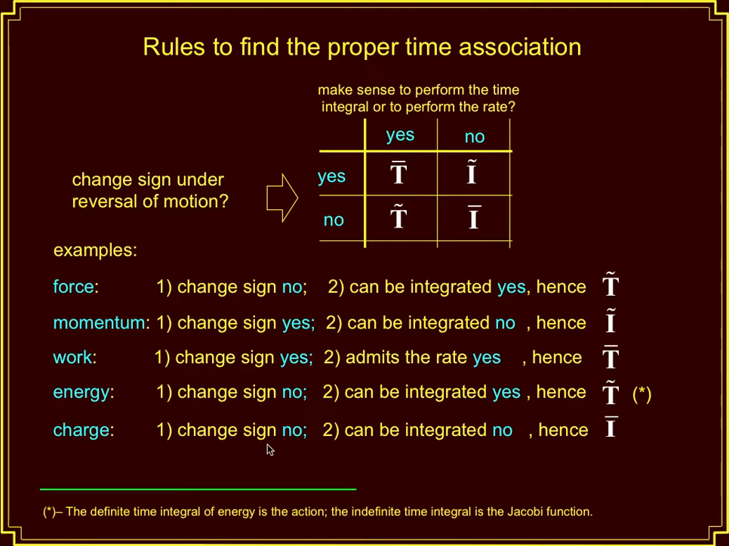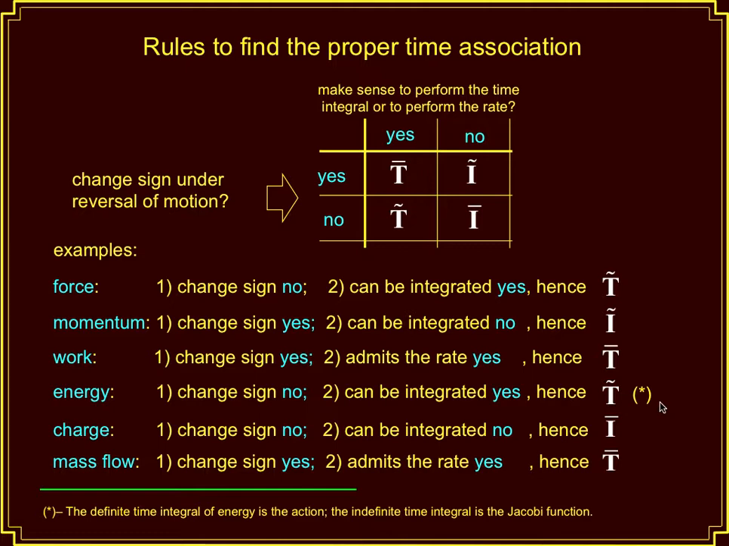Charge: change sign, no. Can be integrated, no, hence I bar. Mass flow: change sign, yes. Admits the rate, yes, hence T bar. Look at energy that, for a reason that will be explained later, has also the association not only with T tilde, but also with I bar.